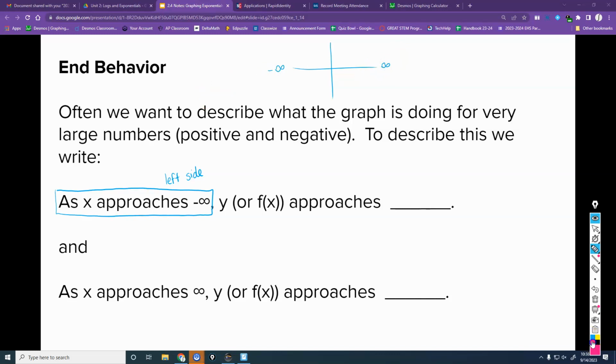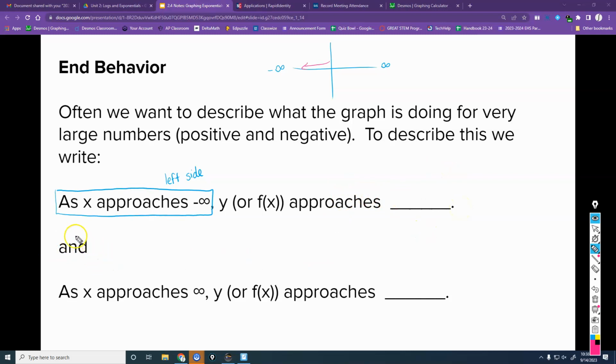It's the only time you're going to start from the middle and see what's happening out towards the end. So as x approaches negative infinity, we will say y, or sometimes f of x. It just depends. Remember, we can use those interchangeably. Your y or your f of x approaches some value. It could be positive infinity. It could be negative infinity. It might be a number. Okay, we're going to do some examples here.